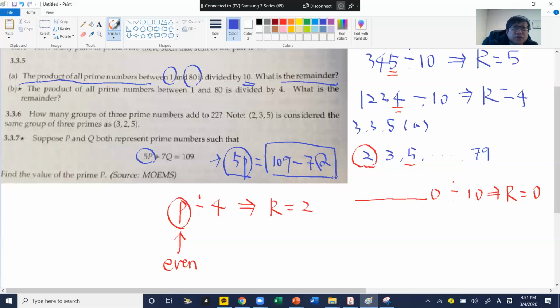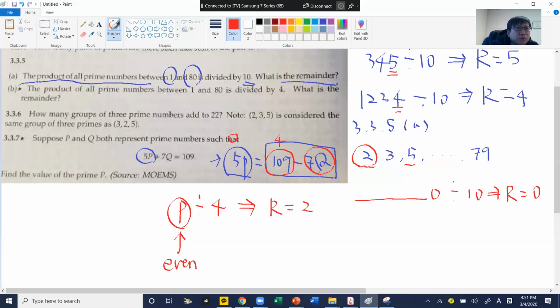So this one is 109, but for this 109, when you divide it by 5, what is the remainder? 109, this number. When you divide it by 5, what is the remainder? It's 4. Yes, this is 4, right? But this one has remainder 0, right? To make the remainder 0, for this number, when you divide by 5, it has to be 4, right?